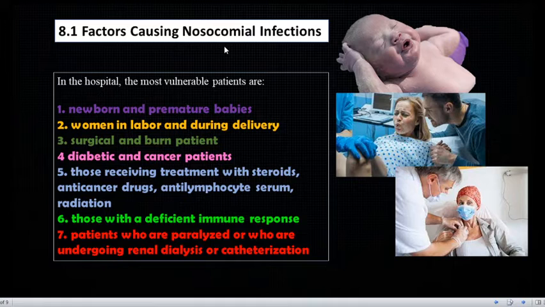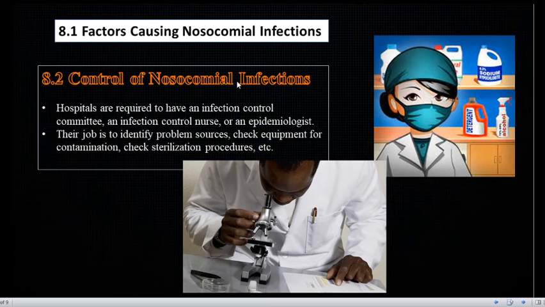So, nagdedepende ang nosocomial infections sa galing ng hospital and ng mga hospital staff in controlling nosocomial infections. Okay? So, let's continue. Now, you have here the control of nosocomial infections. How will your healthcare facilities handle the spread of nosocomial infection?